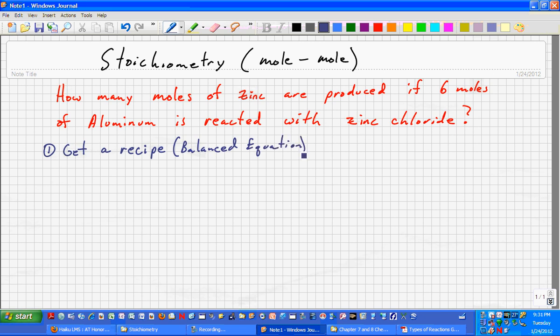So let's go ahead and write a balanced equation for this. I've got aluminum reacting with zinc chloride. Remember, off to the side here, let's take a look. Zinc is 2 plus, chloride is Cl minus, so I'd need 2 of these, so that's why this is ZnCl2.